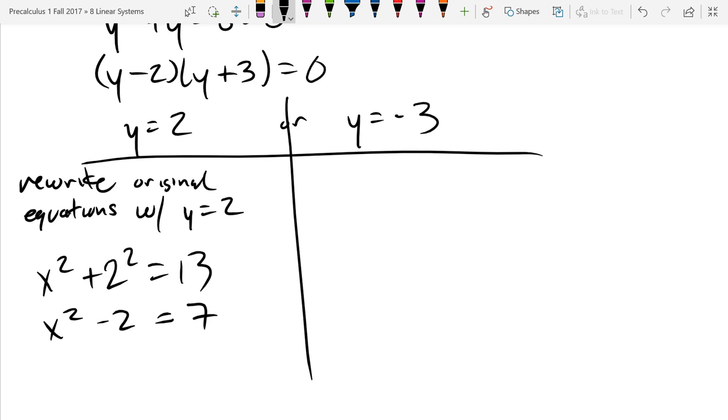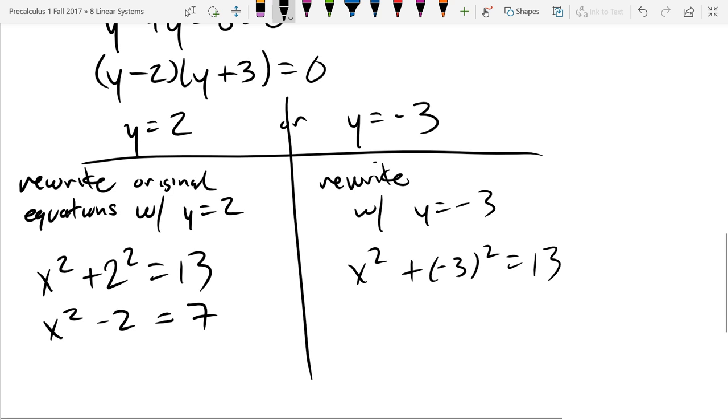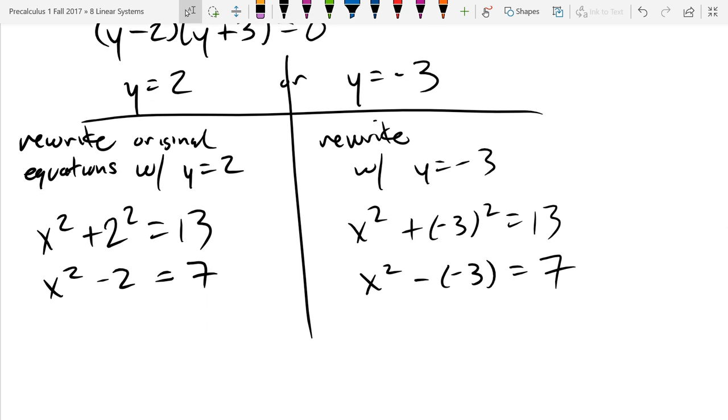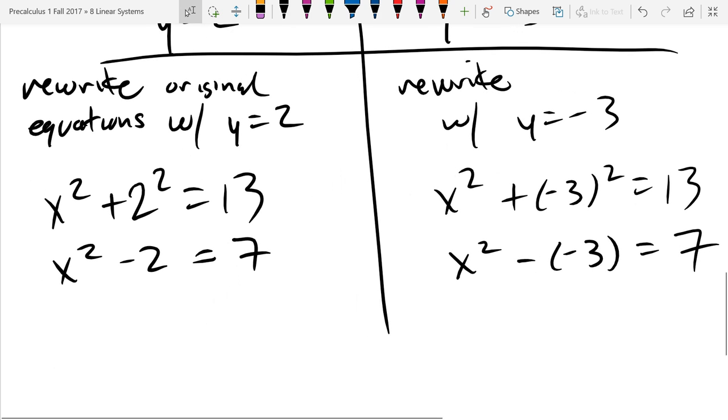Now I'm rewriting originals with y equals negative 3. So I have x squared plus negative 3 squared equals 13, and x squared minus negative 3 equals 7. So there are now two separate problems. I'll work on the left side first and forget about the right for a minute.